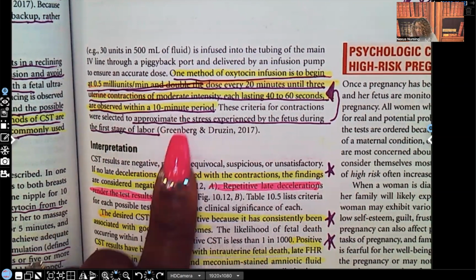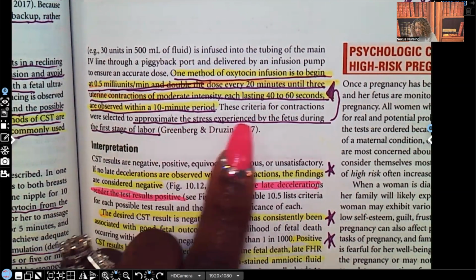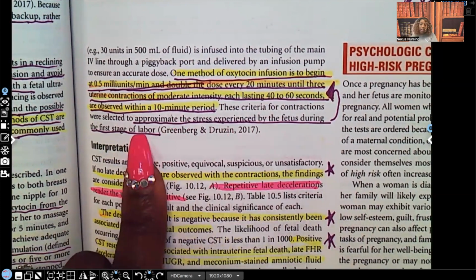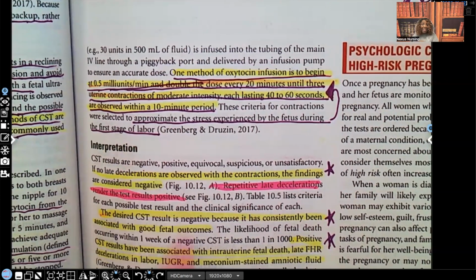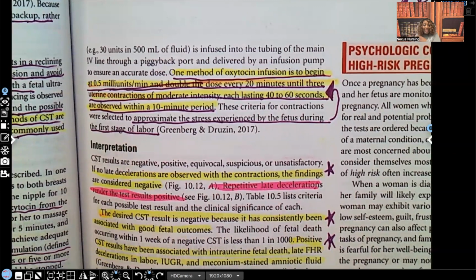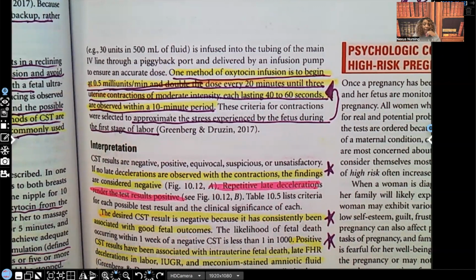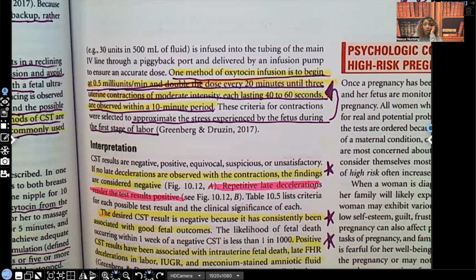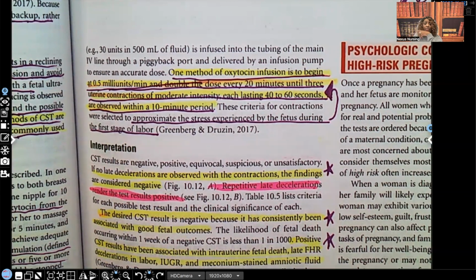Approximate the stress experienced by the fetus during the first stage of labor. This mimics what that fetus is going to be experiencing during that first stage of labor. So we can see, is this fetus going to be able to survive? Is this fetus going to be able to handle these contractions? Is this fetus going to be able to handle the labor process?